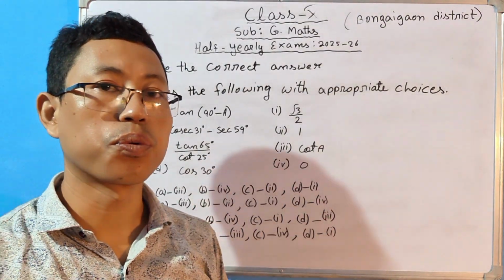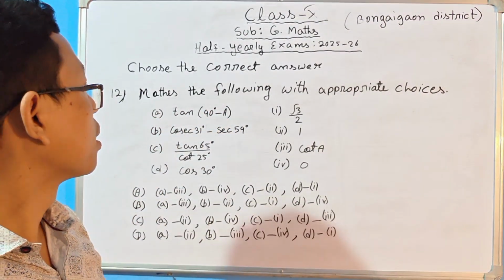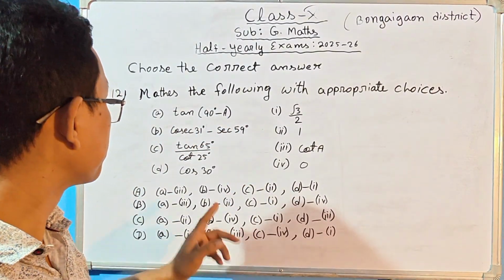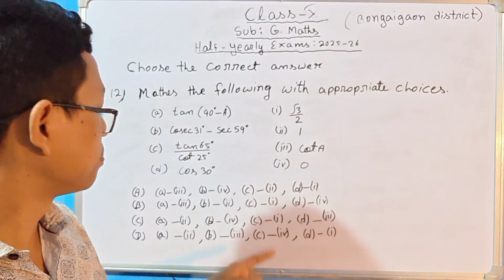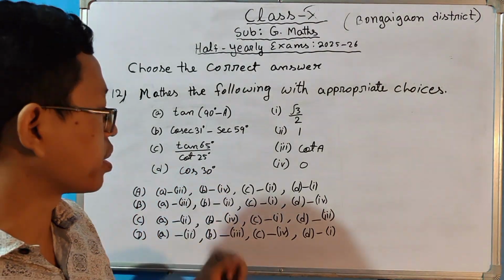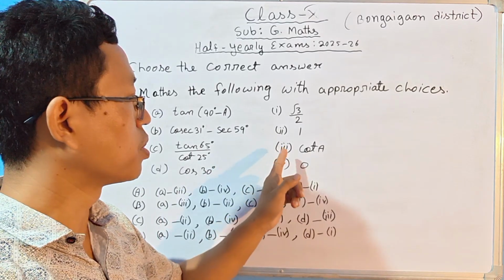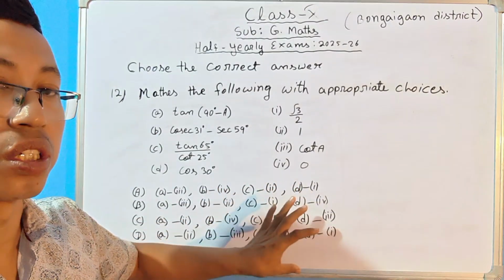Question number 12. Number A, tan(90 minus A). Number B, cosec 31 degree minus sec 59 degree. Number C, tan 65 by cot 25. Number D, cos 30 degree. And on the right side we have Roman 1, root 3 by 2, Roman 2, 1, Roman 3, cot A, Roman 4, 0. These are our final options. Clear?